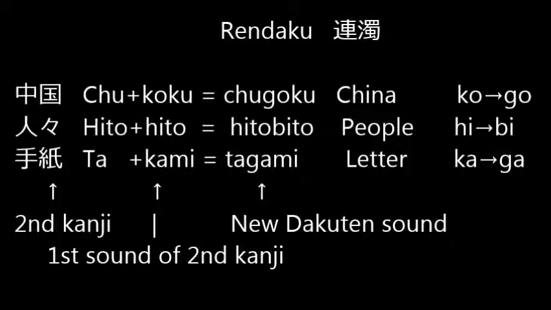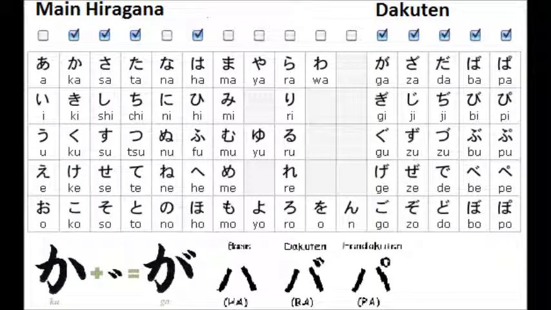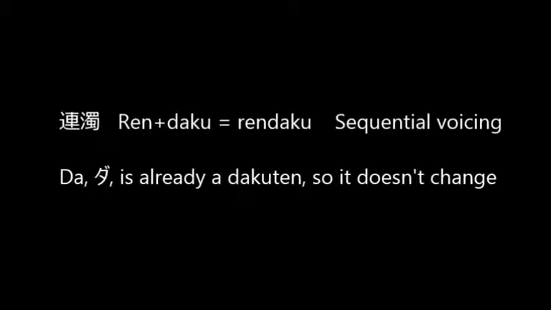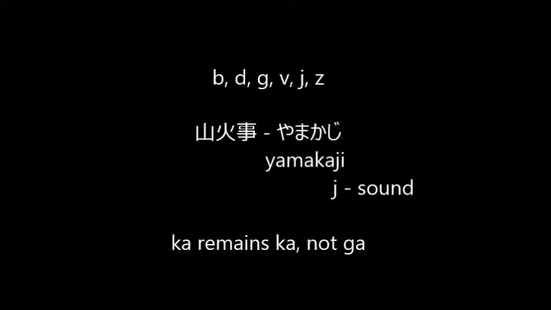The G's are there because of rendaku. Rendaku basically says that the second kanji in a pair will sometimes have its first sound changed to its dakuten. Dakuten are the characters with the two little tick marks in the top right corner that change ka to ga and ha to ba. Rendaku doesn't happen if the second kanji's first sound is already a dakuten, and it usually doesn't happen if the second kanji has a B, D, G, V, J, or a Z sound anywhere in it.